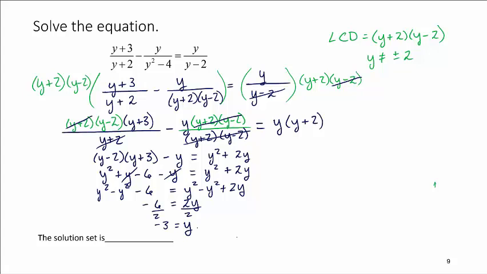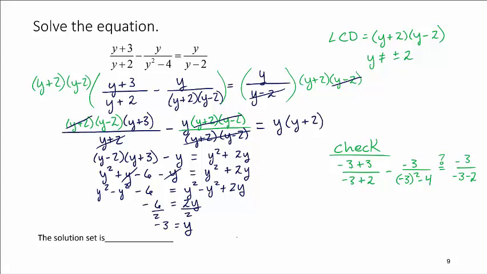Okay, now the domain restriction said that y couldn't be plus or minus 2. I got negative 3 as an answer, so that should be okay. Now let's check it and just make sure that it actually works. If it doesn't disobey the domain restriction, it probably does. So (negative 3 plus 3) divided by (negative 3 plus 2) minus negative 3 over ((negative 3) squared minus 4) equal to negative 3 over (negative 3 minus 2). Okay, is that a true statement?